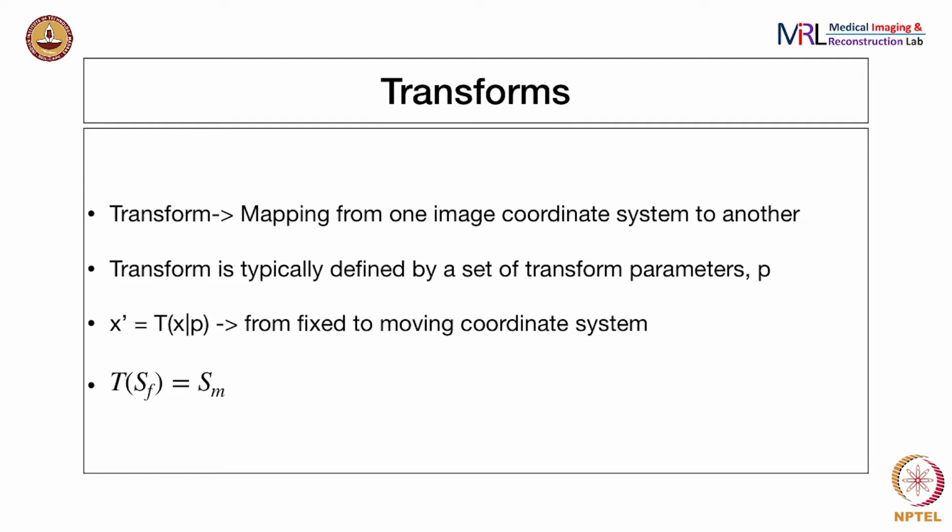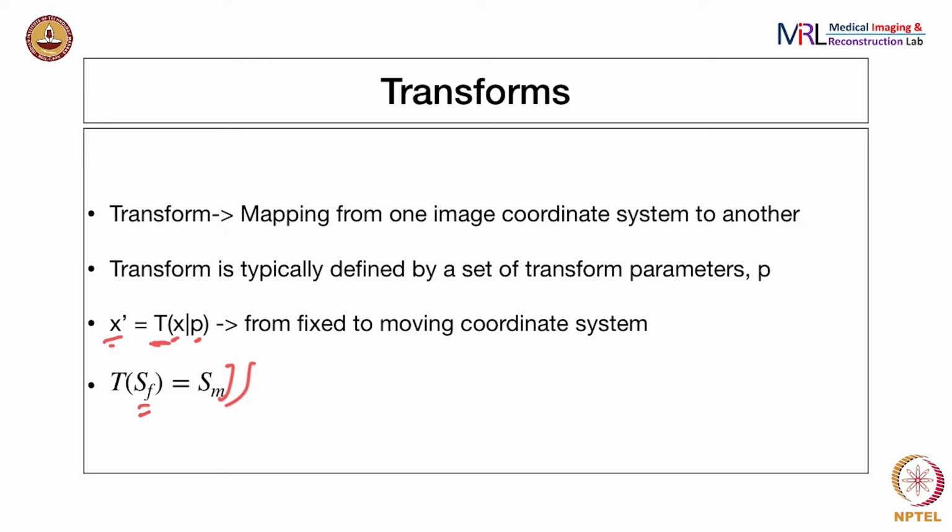So we would typically denote the transform by T. So it takes x and it's also parameterized by p to get x prime. So it's basically starting from the fixed image coordinate system. So that's like you take one image as a reference and then it has its own coordinate system. So for each coordinate in that coordinate system, you apply this transformation to go from the fixed image to the moving image coordinate system. So typically, if you apply the transform to the fixed image coordinate system in whole, you should get the moving image coordinate system.